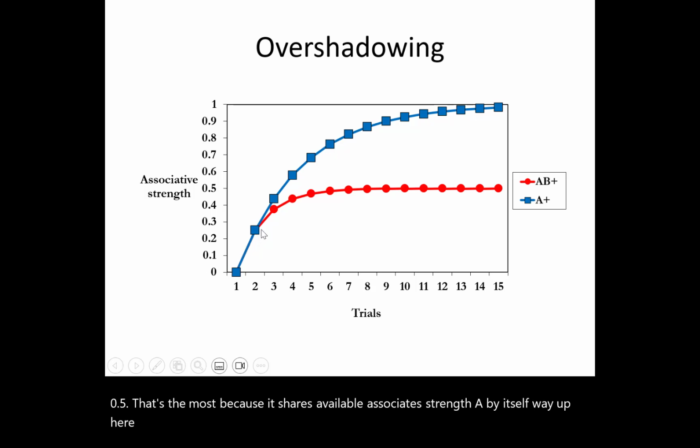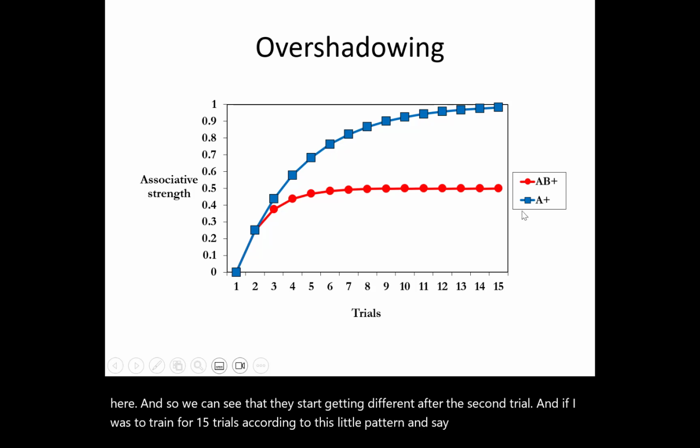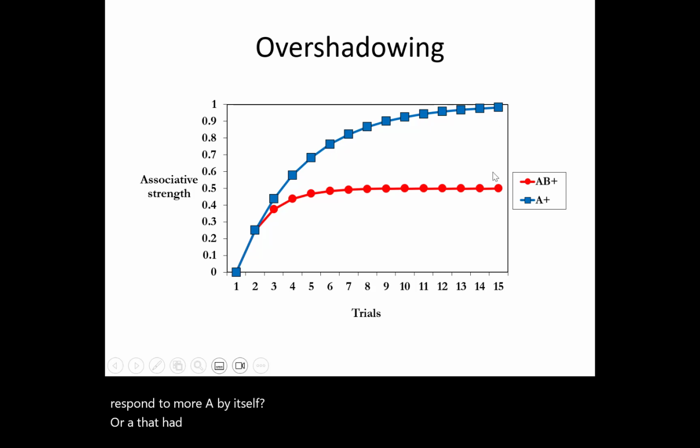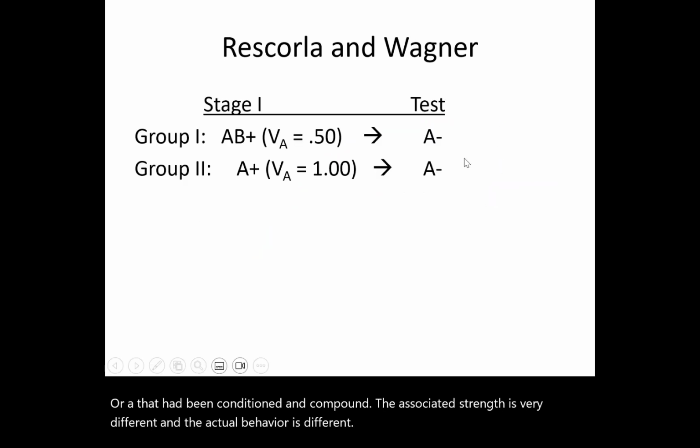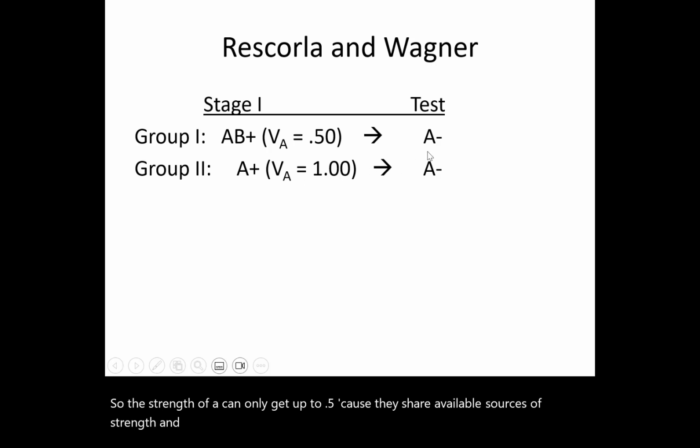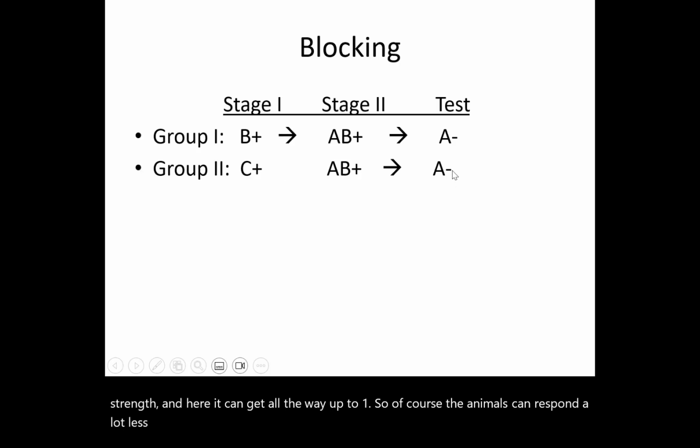And so we can see that they start getting different after the second trial. And if I was to train for 15 trials according to this little pattern and say, what does the animal respond to more? A by itself or A that had been conditioned in compound? The associative strength is very different and the actual behavior is different. Associative strength of A can only get up to 0.5 because they share available associative strength, and here it can get all the way up to 1. So of course the animal is going to respond a lot less here than here.